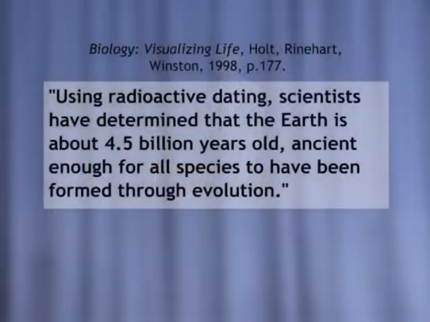Well, let's see what our textbooks have to say about the age of the earth in radioisotope dating. This is what they say in a 1998 biology textbook: "Using radioactive dating, scientists have determined the earth is about 4.5 billion years old, ancient enough for all species to have been formed through evolution." In other words, they're teaching the earth is billions of years old as a fact, not even bothering to question how the process works. We saw that in carbon-14. They just assume it is an absolutely reliable dating method without even questioning or teaching how it works. They just assume evolution is true.